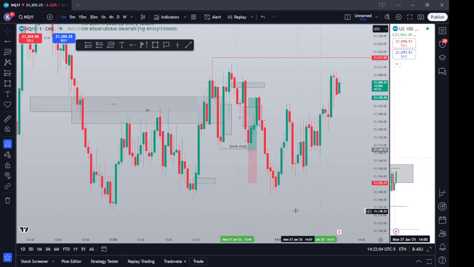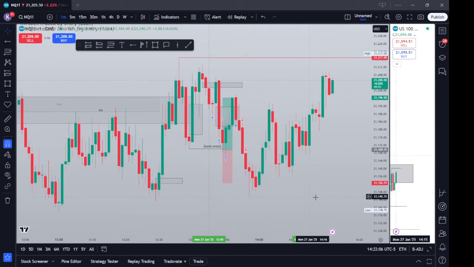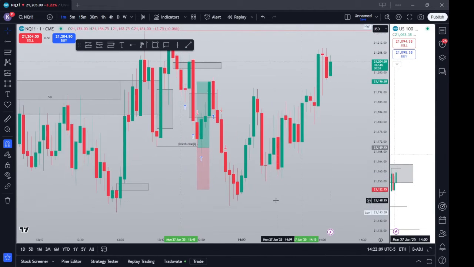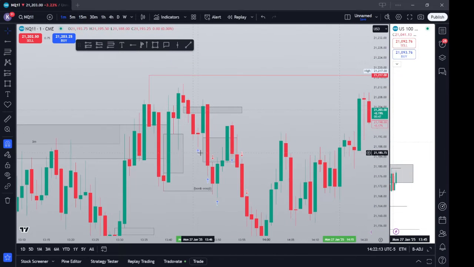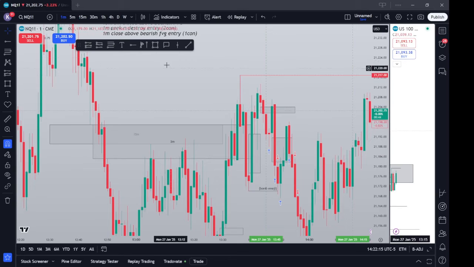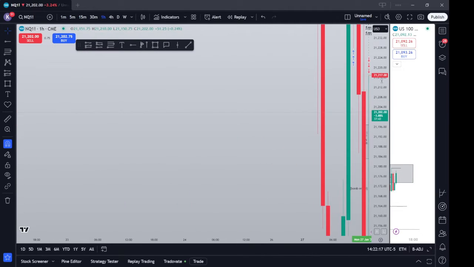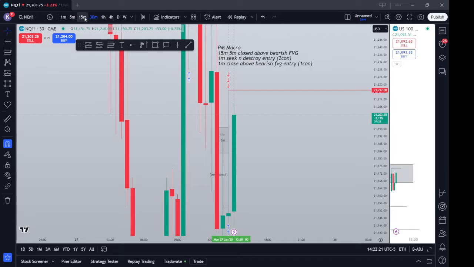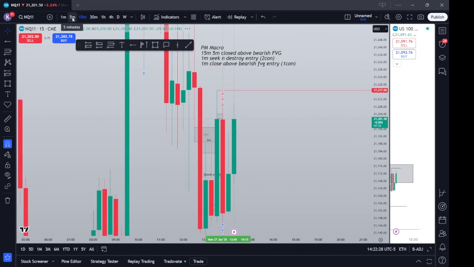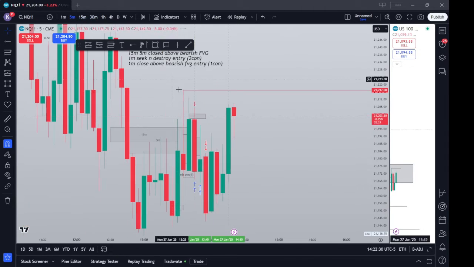My point was, this could have been a sell if I was going with that, what's it called? Why can't I think right now? With that, I was going with the correct bias.